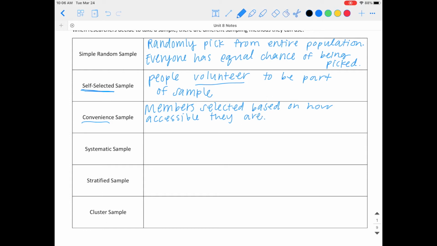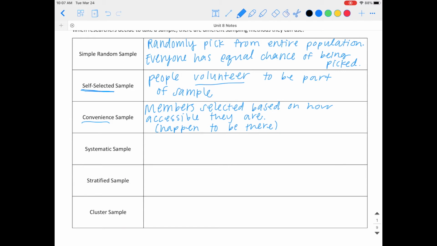So maybe I just pick all the people who happen to be in front of the school at 7 a.m. Then that would be a convenience sample because I'm just picking people that are there when I need them to be. They just happen to be there. So that's a convenience sample.